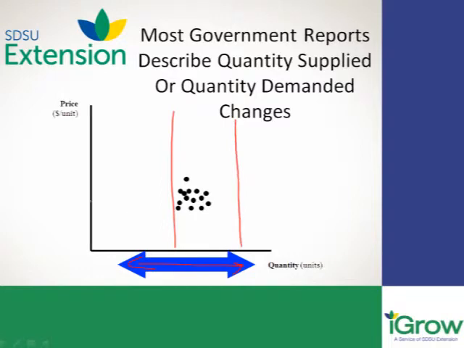With that information and historical relationships, we then go back to trying to plot out where these supply curves might be and where these demand curves might be. So that's where we're headed with this.